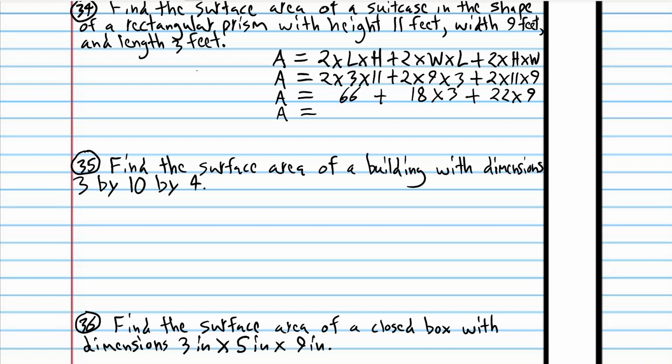18 times 3, you can do that off to the side if you want, but we don't really have time at this point, so I'm just going to do that in my head. So 18 times 3, that would be 54. And 22 times 9 would be 198. And so now we just have to add these numbers up.